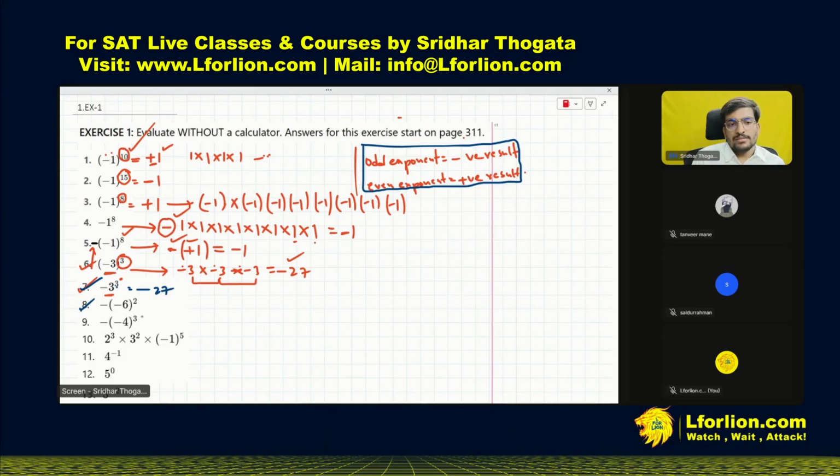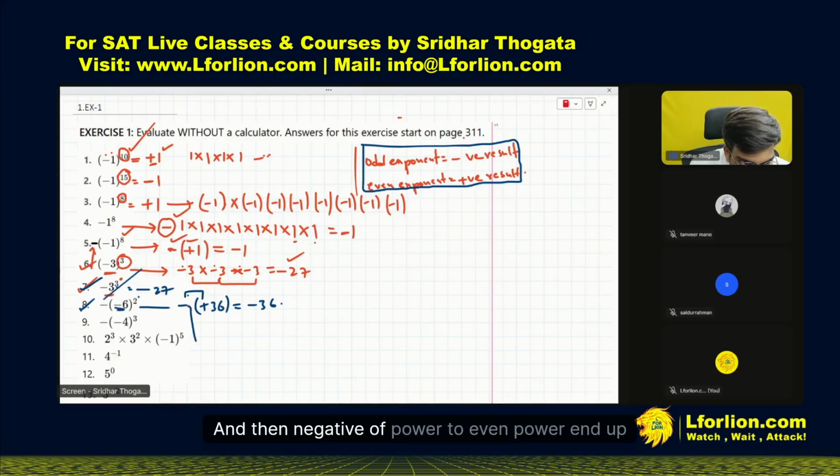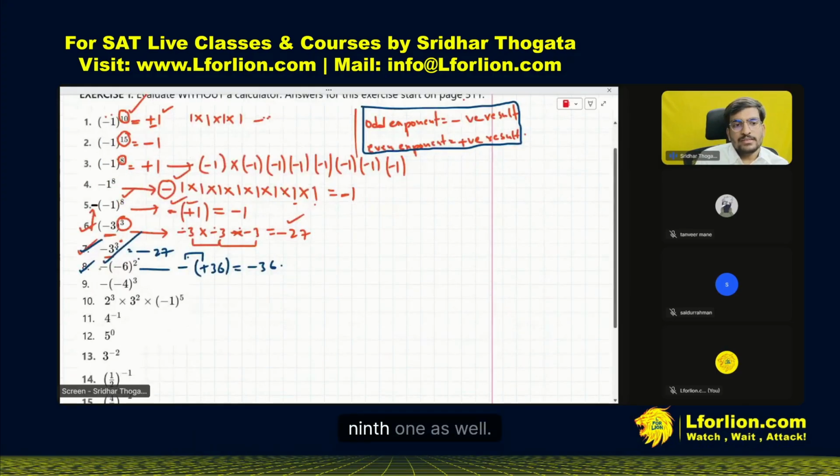And number 8, it's going to be negative, square is there. It's going to be 36, positive 36, and negative into positive, which is negative 36. There is one negative outside, so that is as it is here. And then negative of power 2, even power, ends up with a positive result. So I think you people can handle this 9th one as well.